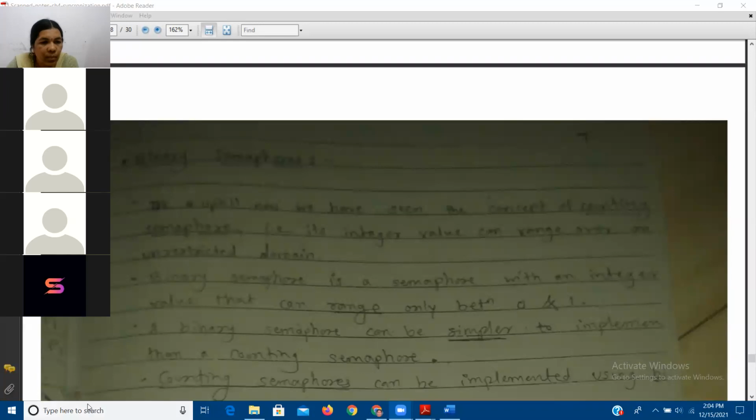So this is about one more concept. Throughout the lecture we discussed only the semaphore. First of all we discussed what is semaphore, then we discussed two operations on the semaphore, wait and signal. Then we discussed the definition of wait and signal.